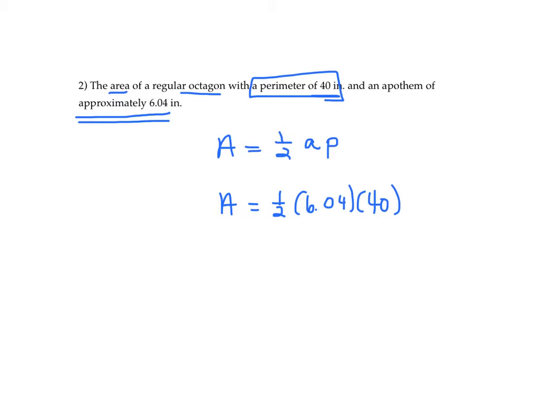So this one's pretty easy. We're just plugging numbers into the formula and we're going to simplify it. So you can go to your calculator and do 0.5 times 6.04 times 40, and we end up with 120.8 inches squared. Don't forget your units.